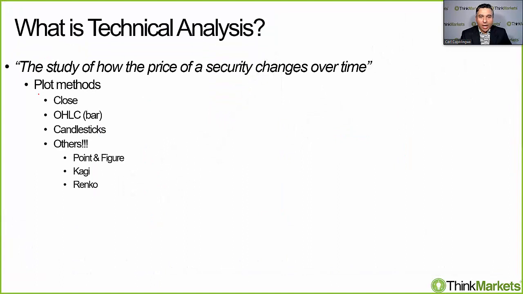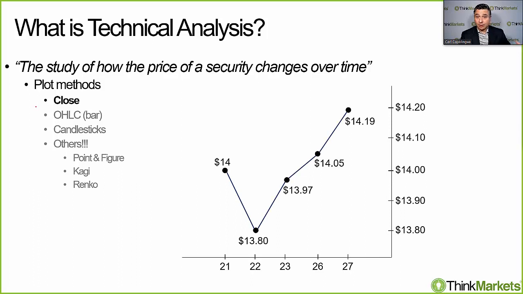Okay, how can we plot the price on the chart? There are a number of methods here. The first one we'll talk about is simply the closing price of the chart, so literally the end of day closing price. You go into the ASX, you see what that is, and you plot it on your chart, again with the price on the y-axis and the time on the x-axis.